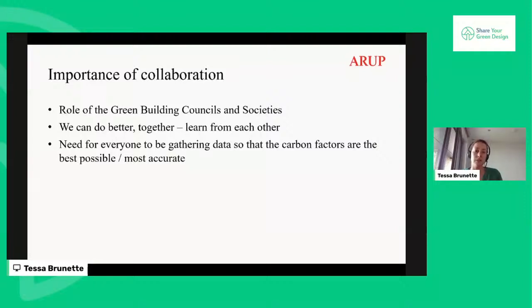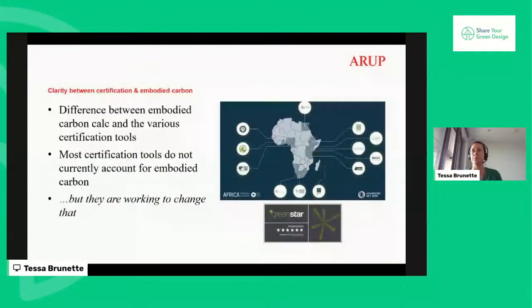The green building councils and societies across the continent have a really important role to play, and they are actively playing that role. So we have Louis here today, who's convening this session, and across the continent there are other of those organizations, as well as the World Green Building Council, who are seeking to play an active role in this space. We really need for everyone to be gathering data and finding a collaborative platform to share that data, so that we can start creating the most accurate carbon factors for our calculations.